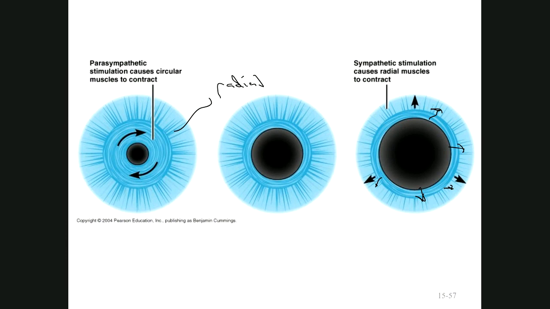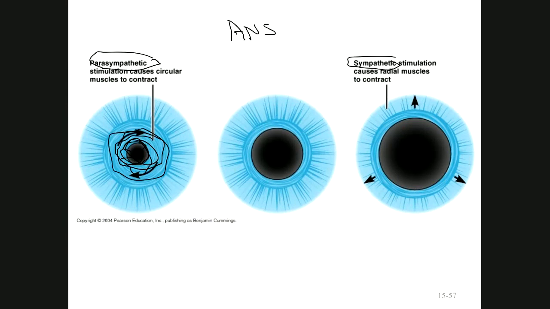Well, both of these are controlled by the autonomic nervous system. And if you remember, the autonomic nervous system has two divisions. It has a parasympathetic and a sympathetic. Parasympathetic causes constriction. So we wind up with a small pupil. Sympathetic causes dilation. So we wind up with a large pupil.